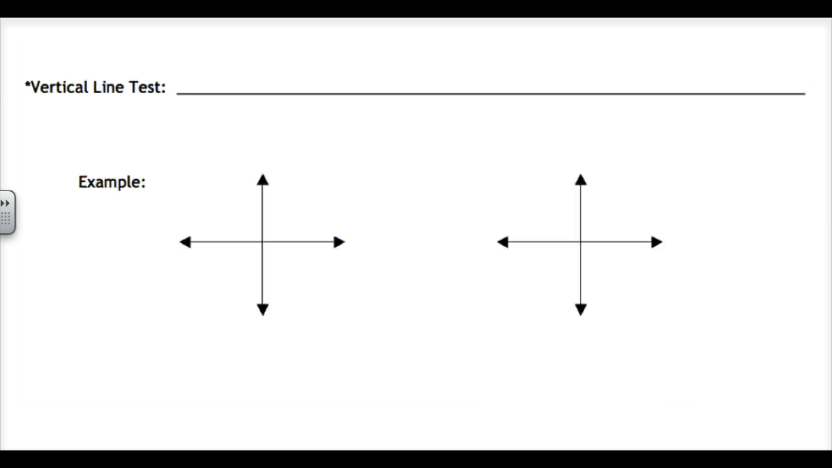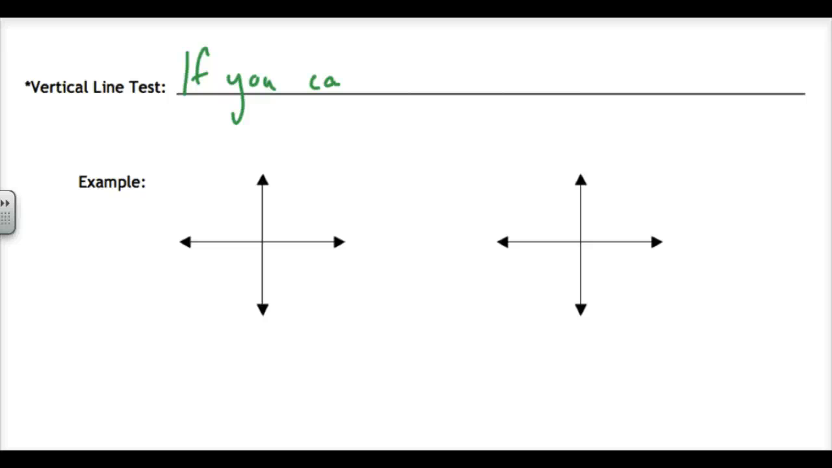All right, we've got a vertical line test. We talked about the fact that XY tables could be relations and functions. Well, graphs can also be relations and functions, because that's just plotting a whole bunch of XY points.